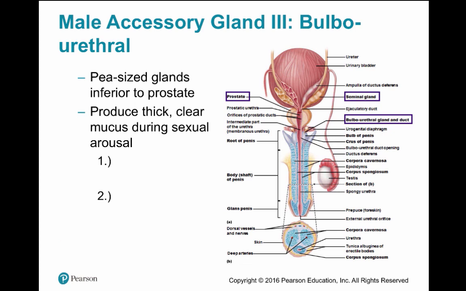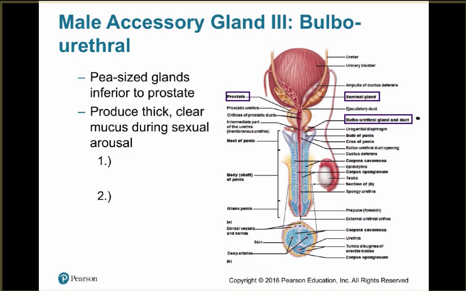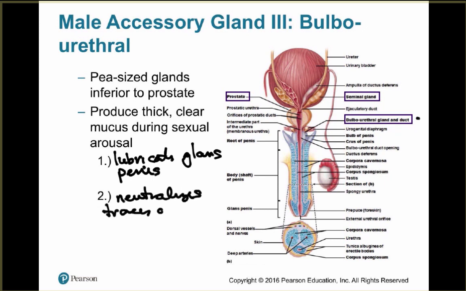And the last type of male accessory gland that we're going to talk about, the third one, is the bulbourethral gland. It's a pea-sized gland that's inferior to the prostate. You can see it right over here. Basically, it produces thick, clear mucus during sexual arousal. That's important because it helps to lubricate the glans penis and neutralizes the traces of acidic urine in the urethra to give the sperm a nice, safe place to go through, right?